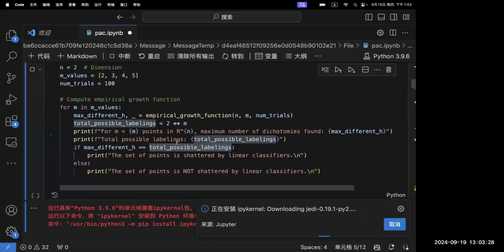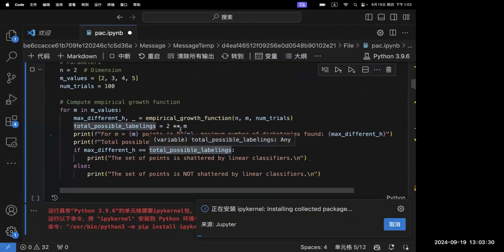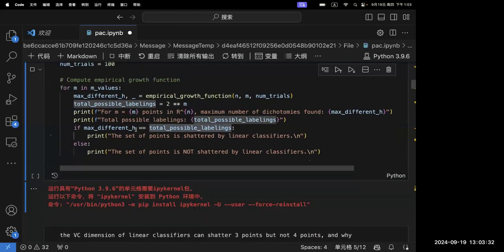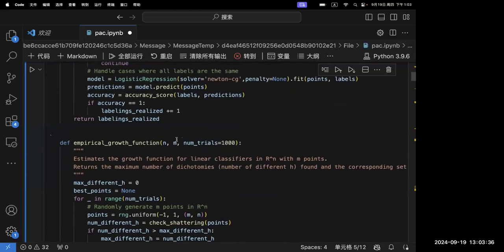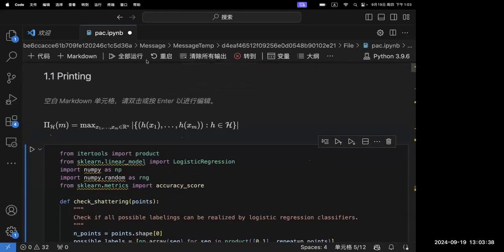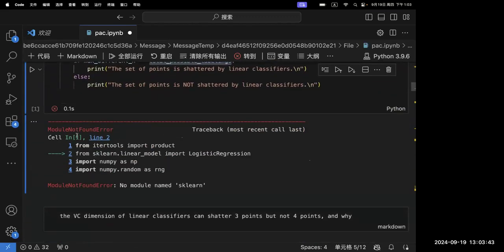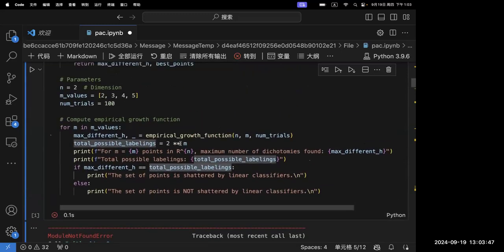Okay, it just takes some time to install the packages. But basically, running this chunk of code will give us the results that we expected, which is that for a predefined linear hypothesis class, it can realize all the possible ways of classification when we have 3 input points.